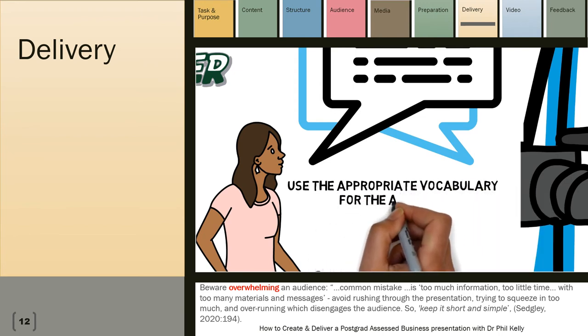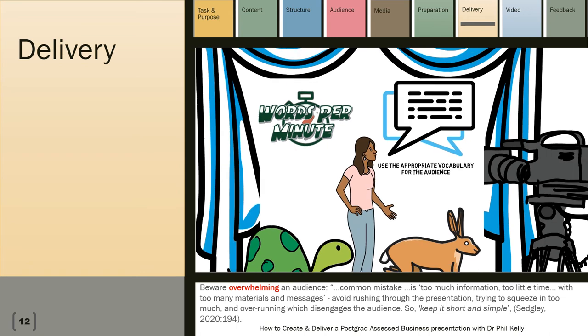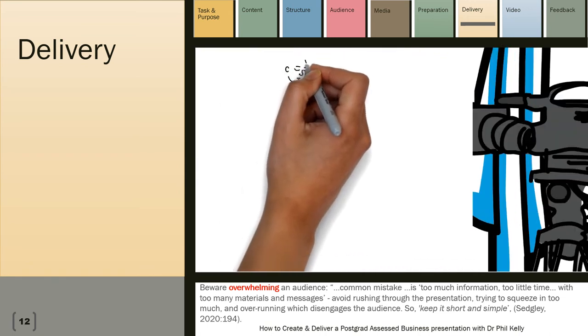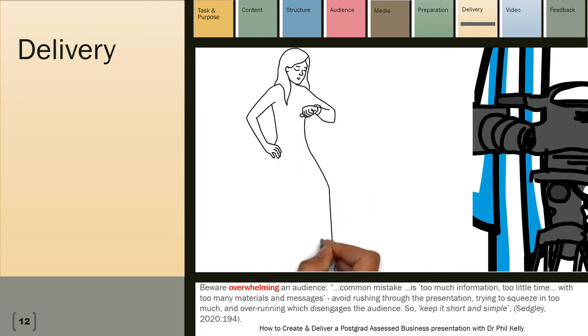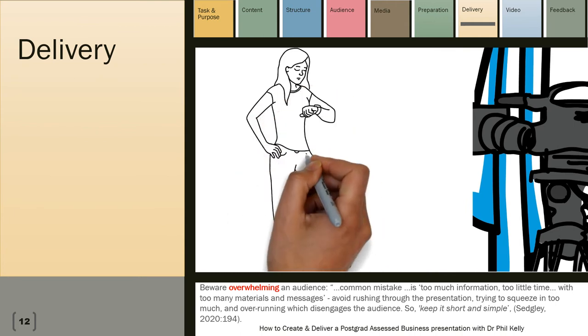Ensure that you use the appropriate vocabulary for your audience. In an assessed postgraduate academic presentation, this will mean making the correct use of terminology as incorporated into your course. It is important to put some things into your own words, that is, paraphrase, but it's also important to use key concepts appropriately where you can.